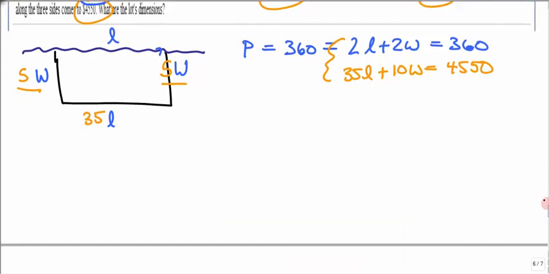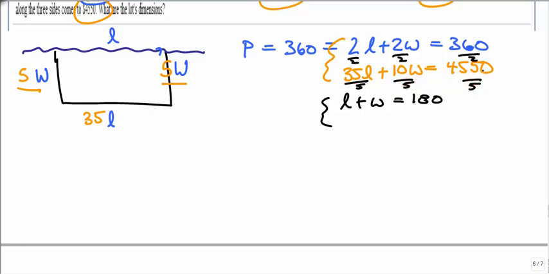Now in order to make this easier to solve, I'm going to note that all of these are even numbers, so I'm going to divide through by 2 here. So I have length plus width equals 180. And then here I note that all of these are divisible by 5, so I'm going to divide these through by 5. 35 divided by 5 is 7, so I have 7 times the length plus 2 times the width is going to be equal to 4,550 divided by 5, which is 910. So this is my new system of equations.